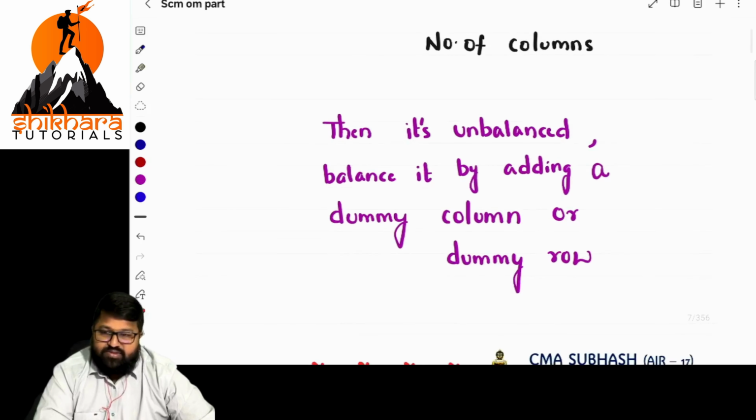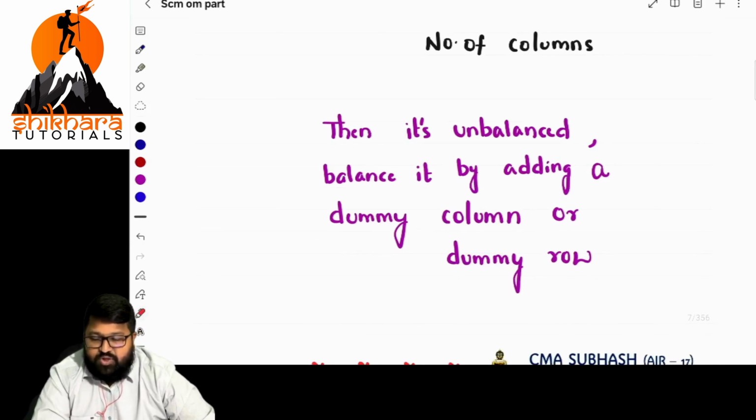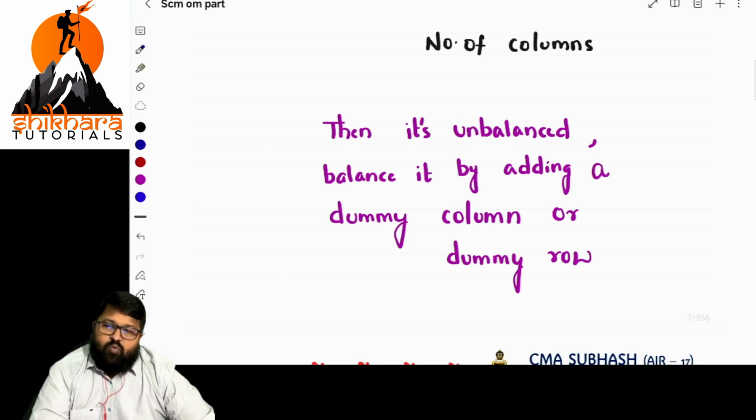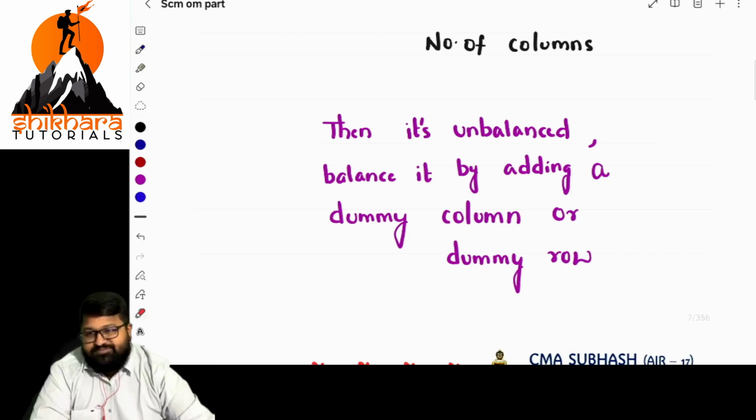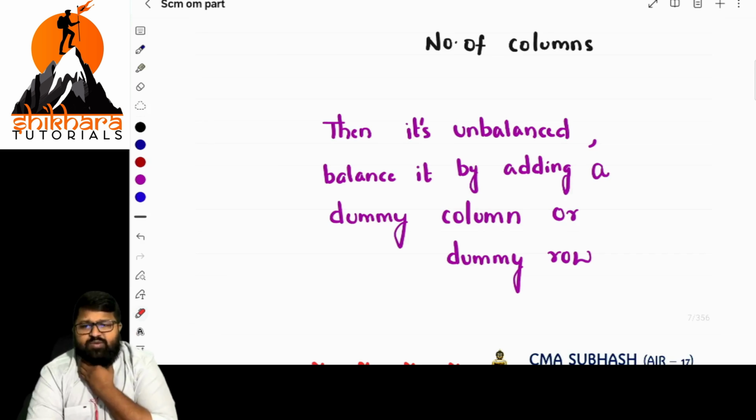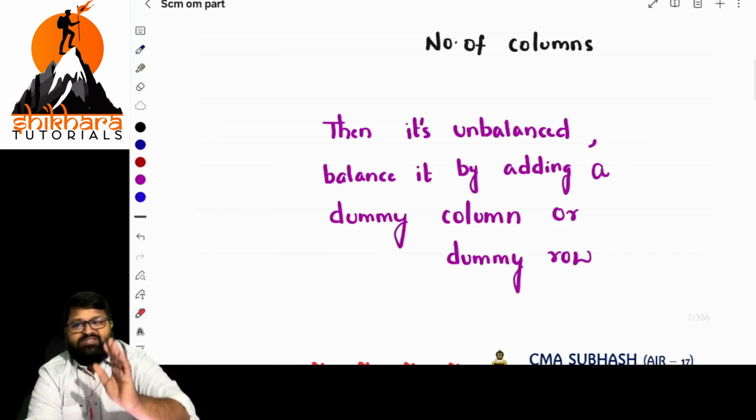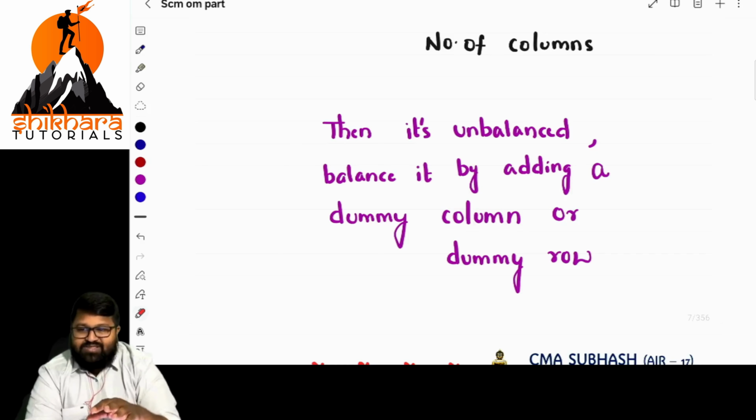Then how to balance? Whether there is a shortage in columns or rows. If there is a shortage in columns, add a dummy column. If there is a shortage in rows, add a dummy row. Then what is this dummy? In the case of a dummy, the elements will be nothing but zeros. If the elements are zeros, then you can proceed. When we add the dummy column or dummy row, it is balanced now, and you can solve the problem, no issue. In dummies, the elements are zeros. Is it clear now? That is the most important part.